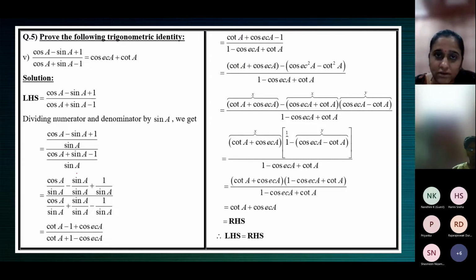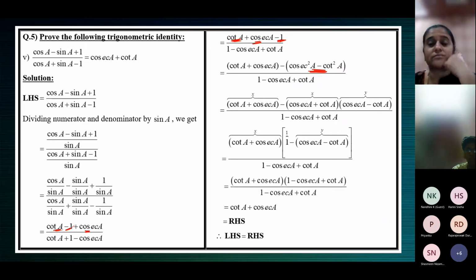In the numerator, in place of 1, see here, write this as cot A plus cosecant A, which is nothing but cot A plus cosecant A, minus 1. Cot A cosecant A minus 1. So in the numerator, in place of 1, write it as cosecant square A minus cot square A.